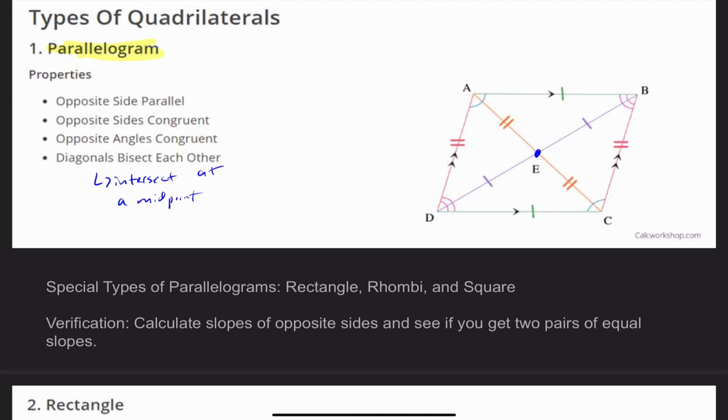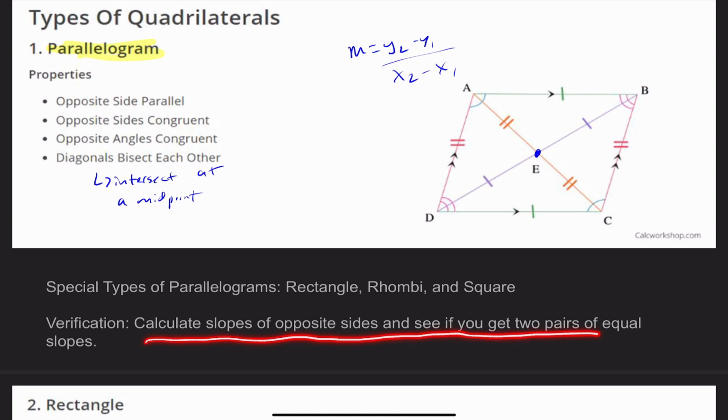And before I do that, I'm so sorry. Before I do that, if you're doing calculations to prove whether or not something's a parallelogram, you need to check the slopes. If these slopes are the same, and you use that formula, you remember m equals y2 minus y1 over x2 minus x1, that is what you need to do to verify whether or not something is a parallelogram, okay? You calculate the slopes of opposite sides and see if you get two pairs of equal slopes. That's how you show or calculate something is a parallelogram, okay? Hopefully that makes sense.